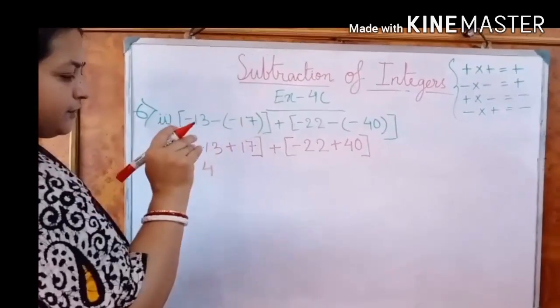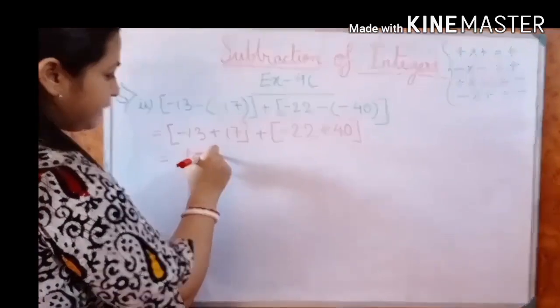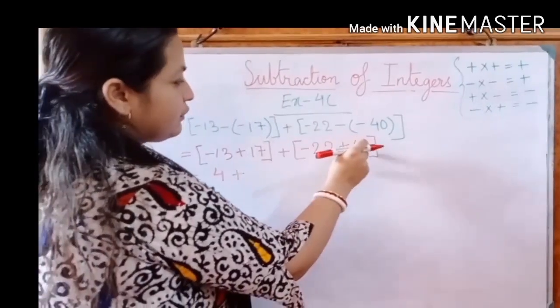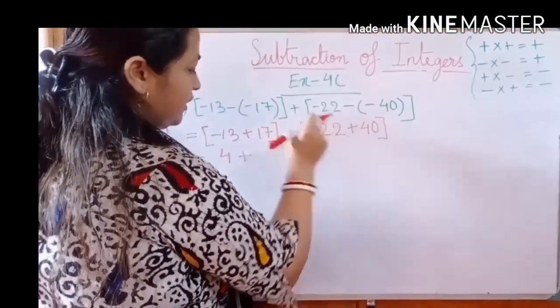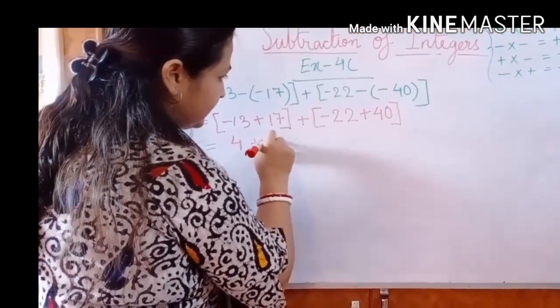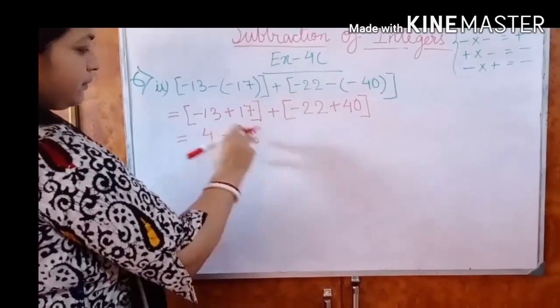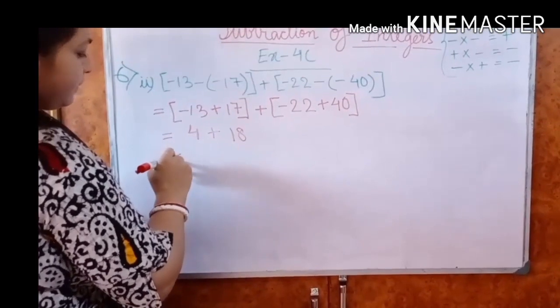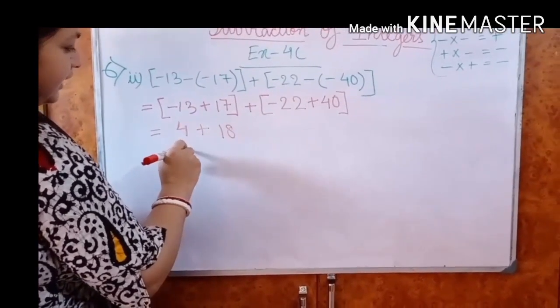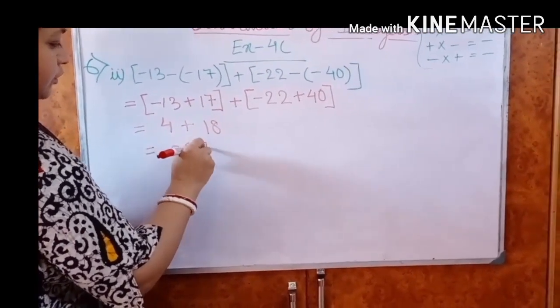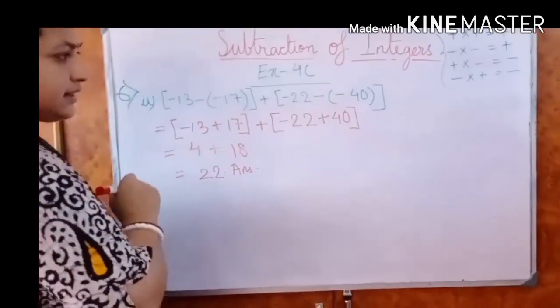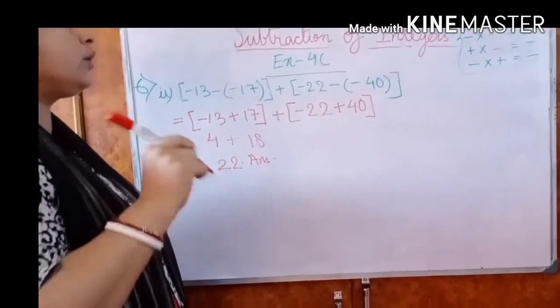So we have removed the bracket. Then we have the plus sign, and here it is 40 minus 22. 10 minus 2 is 8, and this is 18. The bigger number has the plus sign, so it will be plus 18. And 4 plus 18, what do we have? 19, 20, 21, 22. So this is our answer. Is it clear? Please don't skip steps.